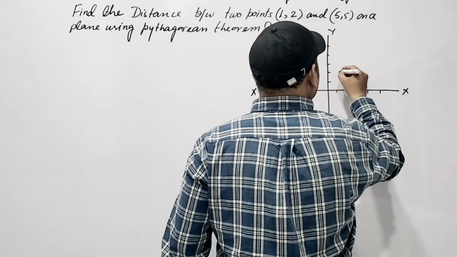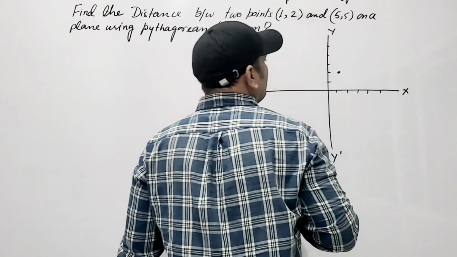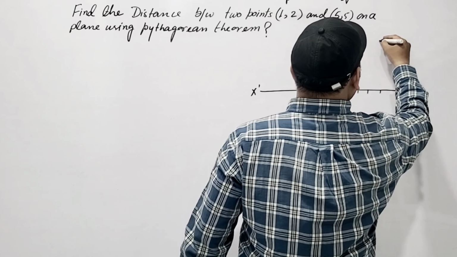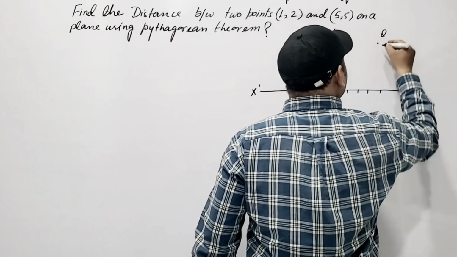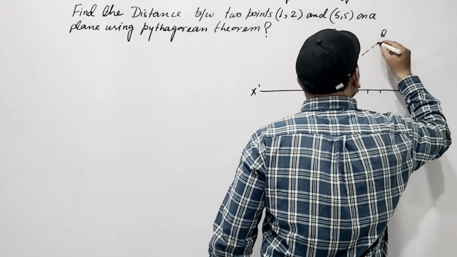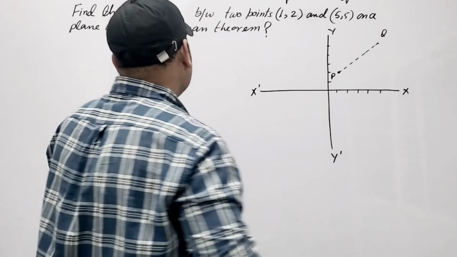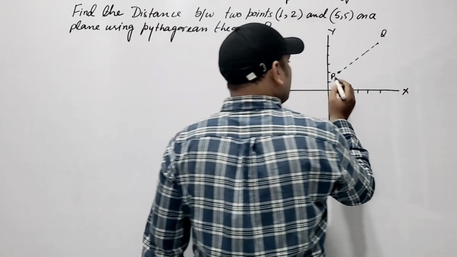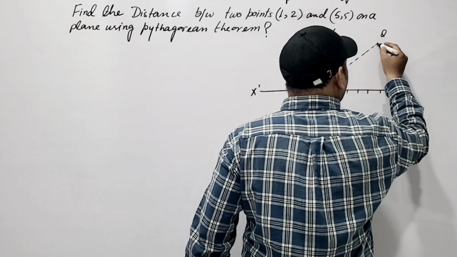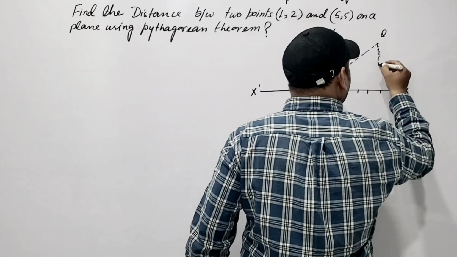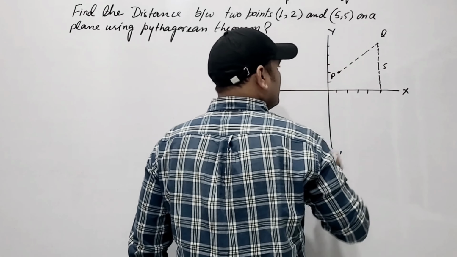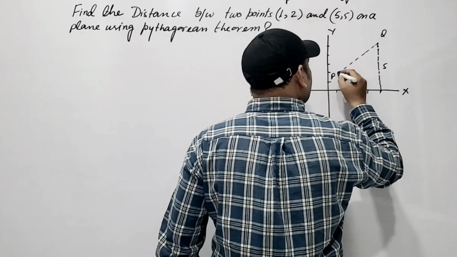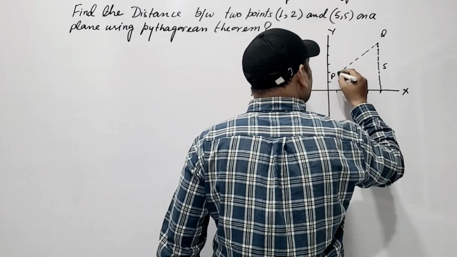1, 2 is this point. 5, 5 is this point. This one is P and this one is Q. We have to find out the distance between these 2 points by using Pythagoras theorem. Point Q is 5 units away from the x-axis. Point P is 2 units away from the x-axis.